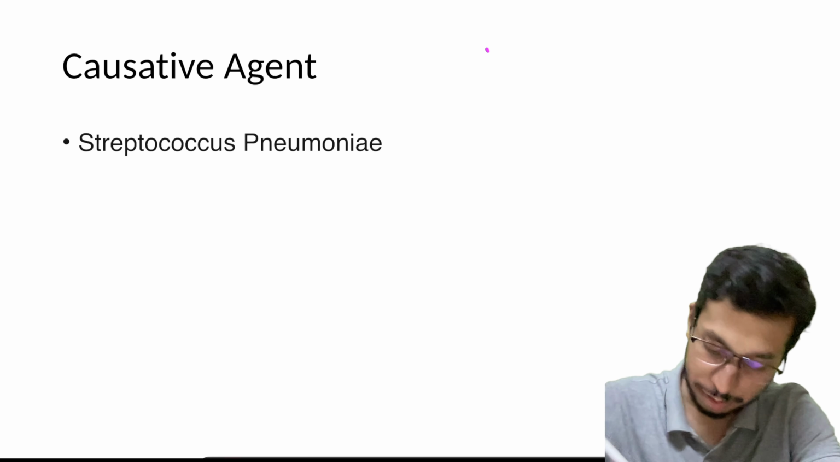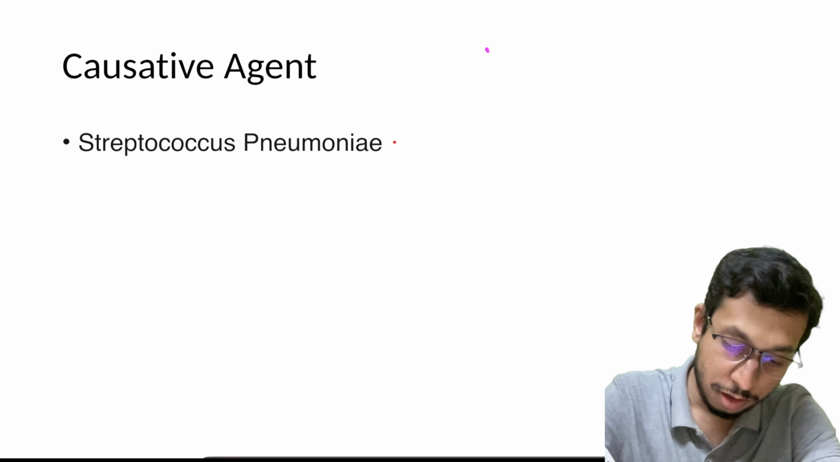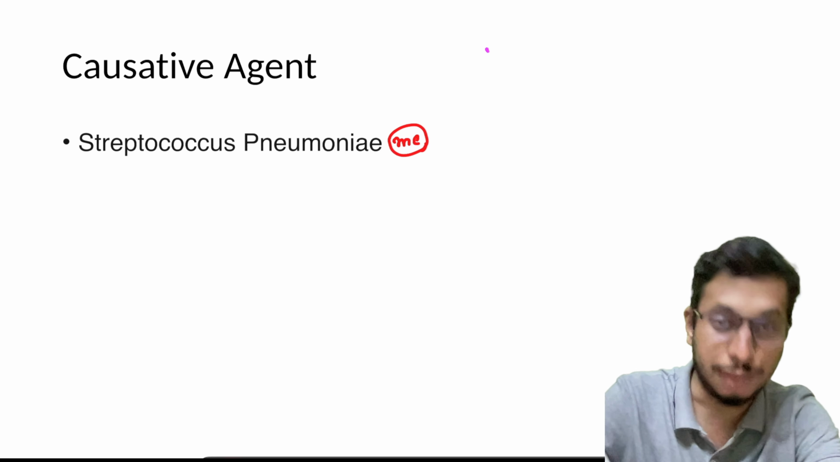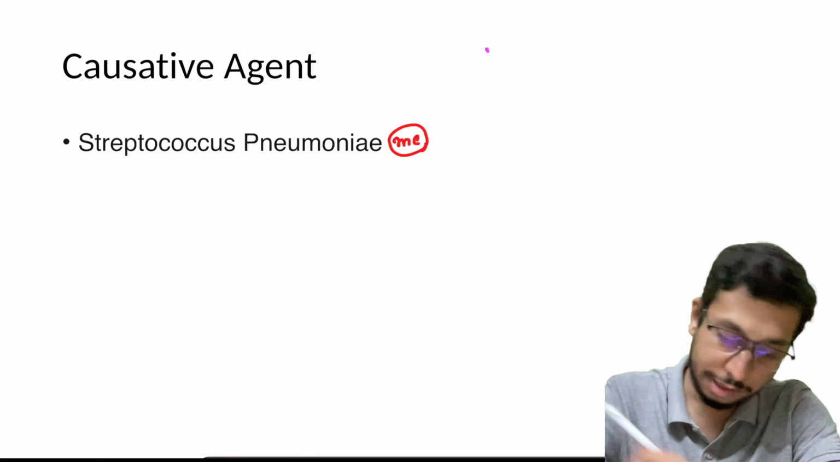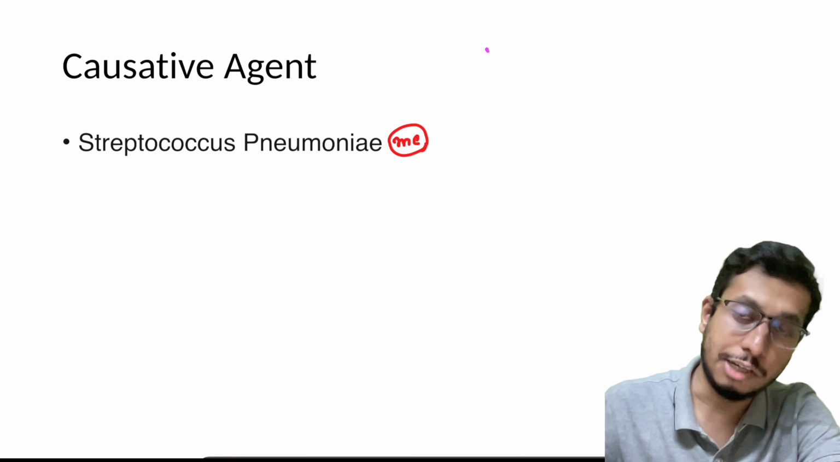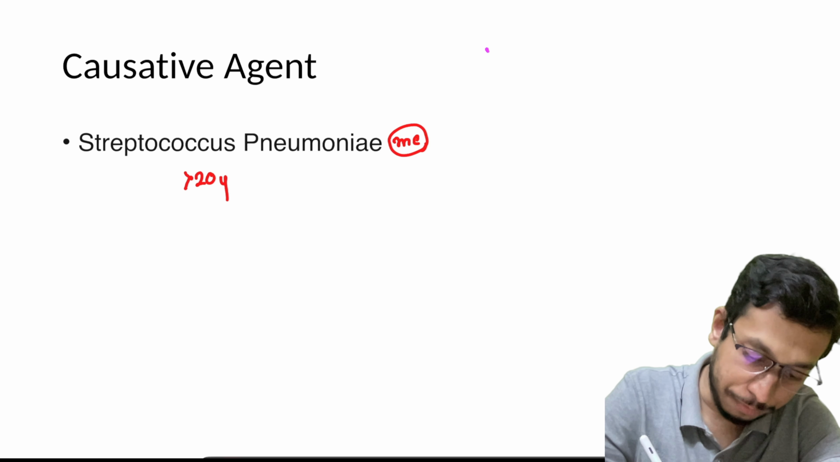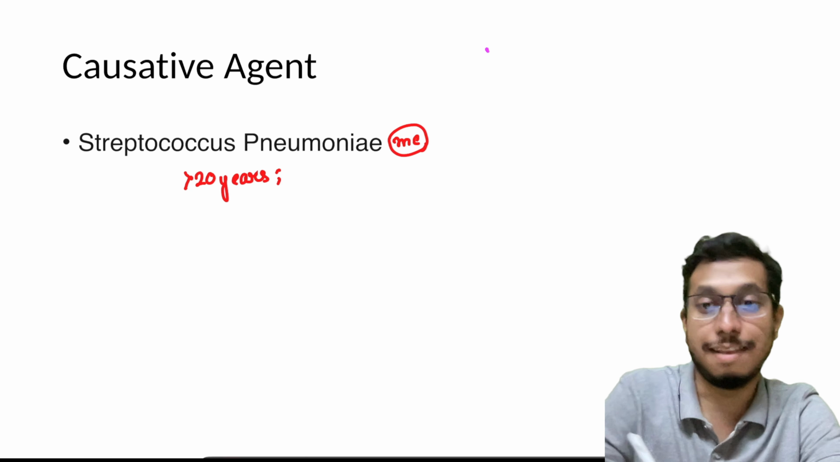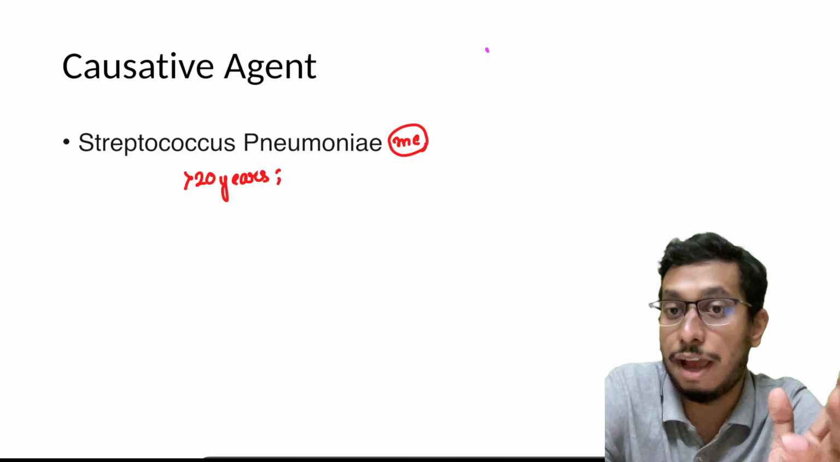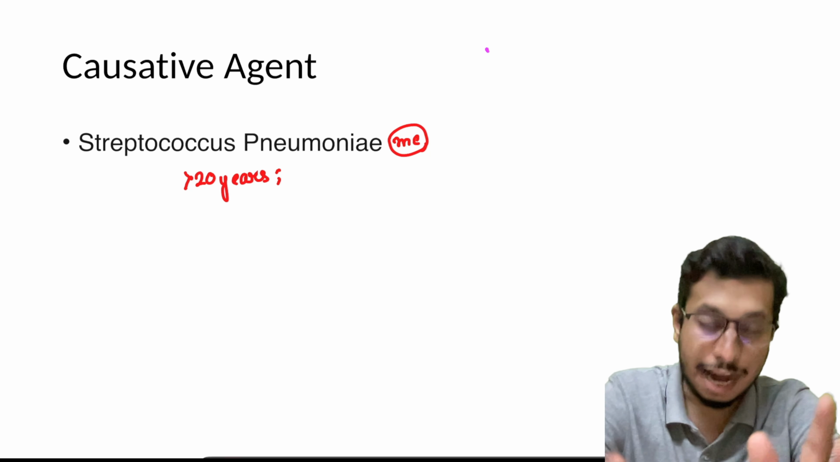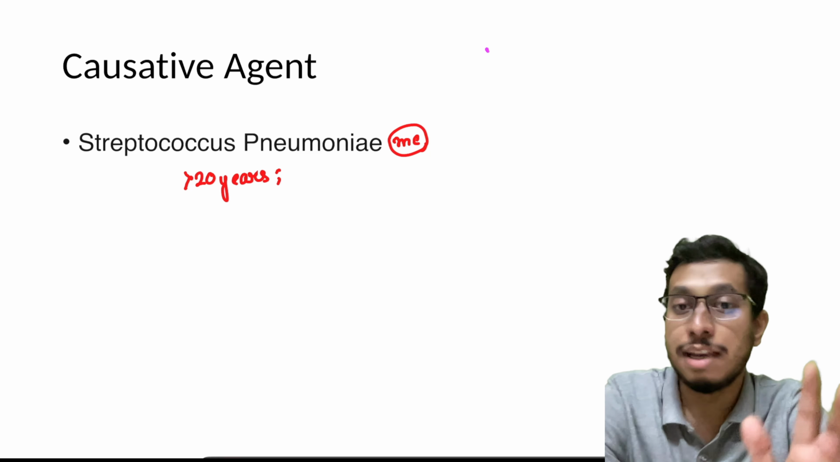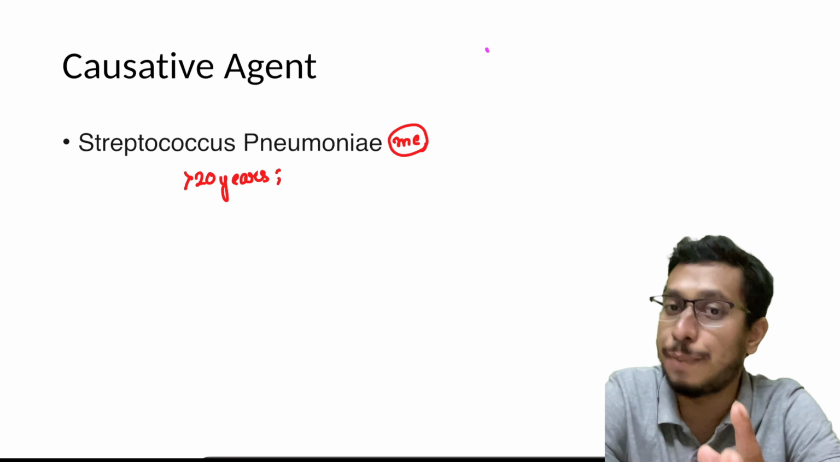All right. Okay. So coming to the causative agent, the organisms responsible for causing such inflammation in the brain, among which the most common one is Streptococcus pneumoniae. All right. So it occurs as the single most common etiology in adults more than 20 years of age, as it has been mentioned in the Harrison. So around 50% of the cases in the adult group above 20 years of age, Streptococcus pneumoniae forms the primary pathogen.